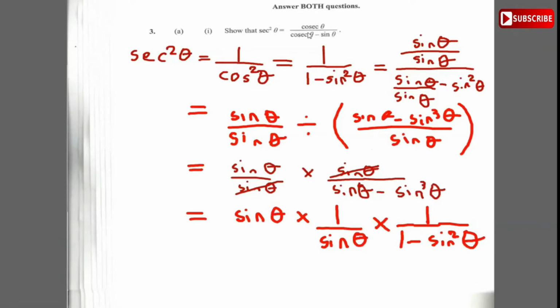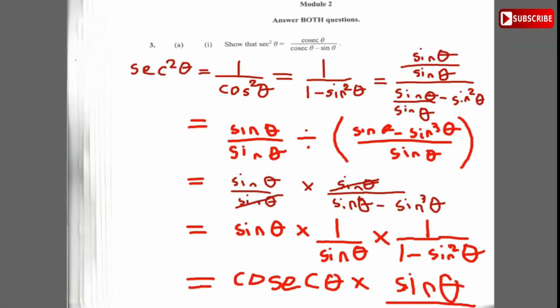So 1 over sine theta, that's cosec. So let me write that. This part becomes cosec theta. 1 over sine becomes cosec. So now we have cosec times sine theta over 1 minus sine square theta.